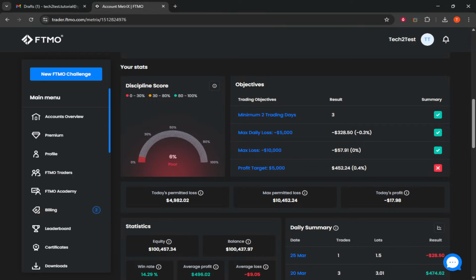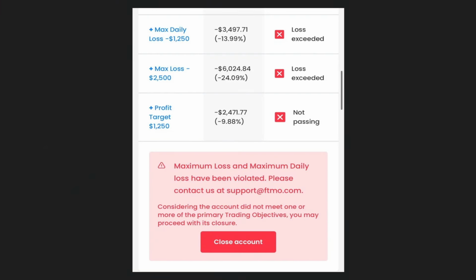On most standard two-step challenges, the limit is 5% of the initial balance per day. On some one-step challenges, it may be 3%, so always confirm the exact rules for your account. For example, on a $100,000 account with a 5% rule, your daily loss limit is $5,000.